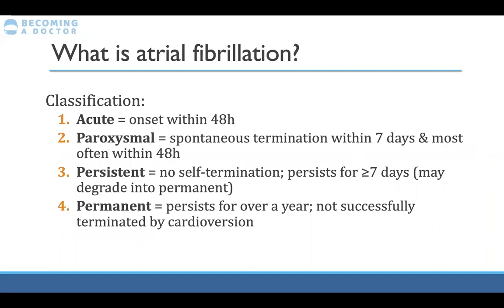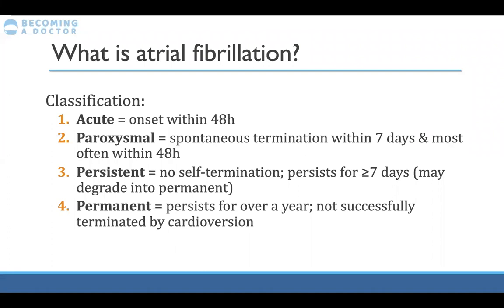Now, there are a number of ways in which AF can be classified. These include, for example, acute AF. That's where the onset of AF is typically within the previous 24 hours. You can have paroxysmal, which is where the AF spontaneously terminates within about 7 days. More often than not, it will terminate within about 48 hours. Importantly to note, paroxysmal AF has the potential to degenerate into a sustained form of AF. There's also persistent AF, so that's not self-terminating, and that's typically going to last a bit longer than 7 days. Again, persistent AF has the potential to degenerate into permanent AF.